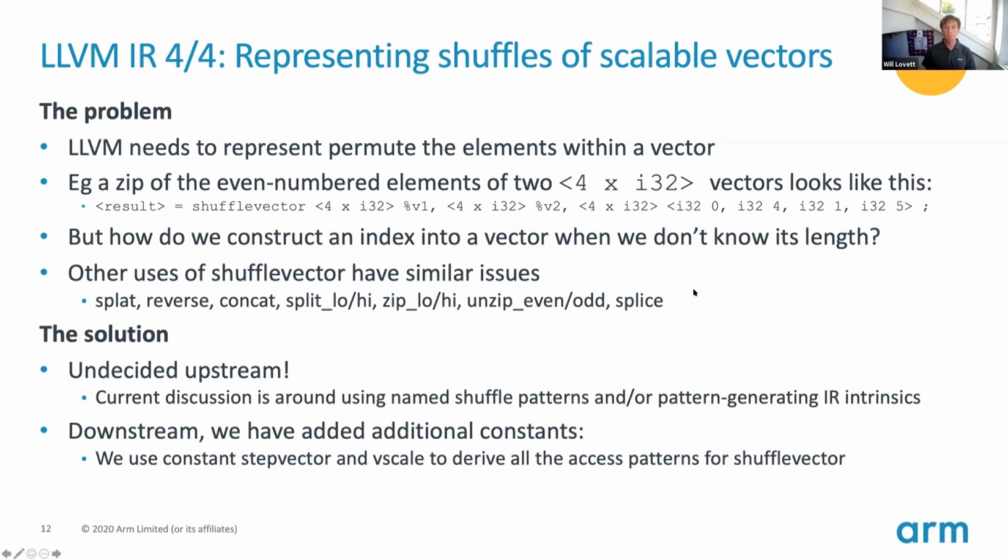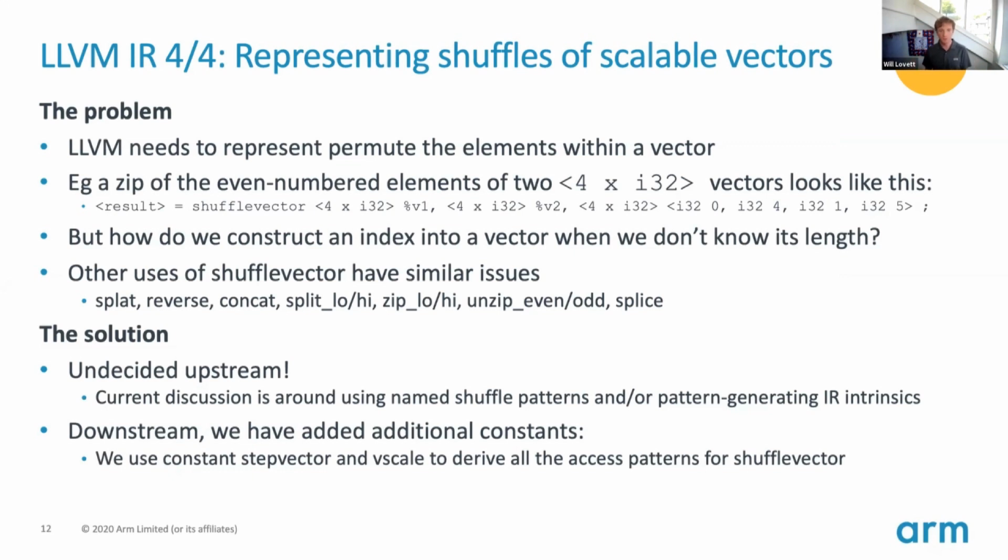Okay, but the issue here is that you can't represent this as a constant, because the pattern you need here changes based on the size of your vectors, and so you can't construct a constant pattern like this. And it also holds for a number of other uses of shuffle vector, which have been enumerated, and so there's splats and reverse and concats and so on, the list here. You need a way of representing this pattern.